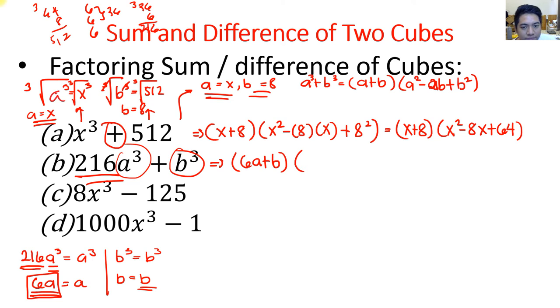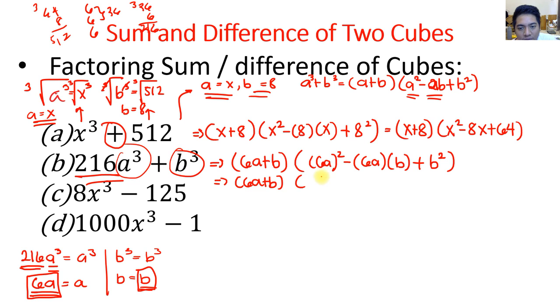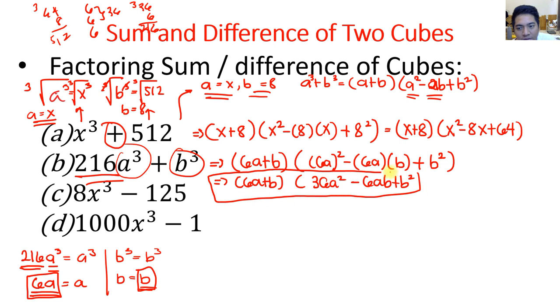Then from the formula, you have your a squared. What is your a? That would be (6a) squared minus ab. So you have 6a times b, plus the b squared, which is still simply b squared because your b here is simply b. So you have now an answer of 6a plus b times 36a squared minus 6ab plus b squared. This will be your answer for the factored form.